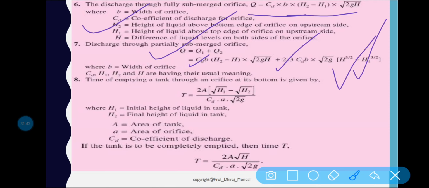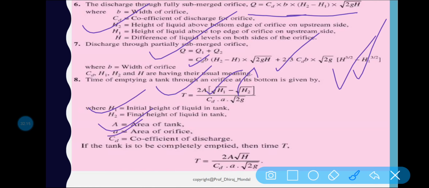Next, the time of emptying a tank through an orifice at its bottom is given by T is equal to 2A [h1^(3/2) minus h2^(3/2)]... that is, 2A (root over h1 minus root over h2) divided by Cd into a into root over 2g, where h1 is the initial height of the liquid in the tank and h2 is the final height of the liquid in the tank. Capital A is the area of the tank, small a is the area of the orifice.